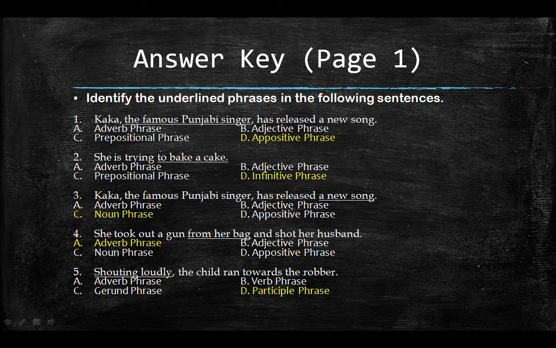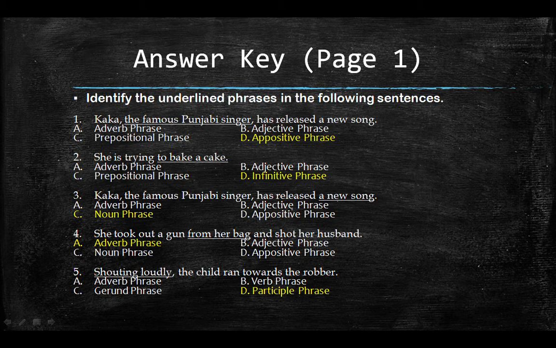Kaka, the famous Punjabi singer, has released a new song. The famous Punjabi, all these are noun modifiers. The is an article, famous is an adjective, Punjabi is an adjective, singer is a noun. So there could be 2 possible options, either a noun phrase or an appositive phrase, because Kaka is a noun and this phrase is describing or explaining Kaka, and the option of noun phrase is not there, so appositive phrase.